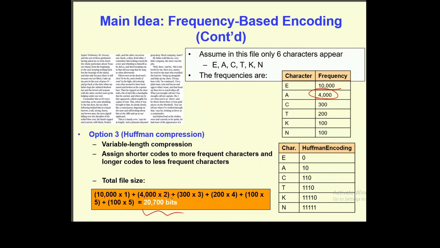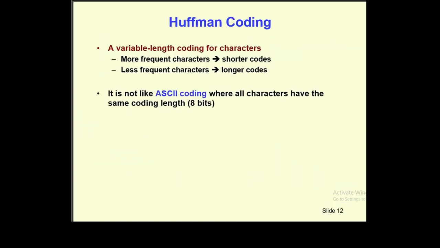Okay. So now let's see the basic concept of Huffman encoding. Before that, let's understand what the encoding and decoding process is. A variable length coding for characters means that in the greedy approach, we provide the more frequent characters shorter codes, and the less frequent characters longer codes. It is not like ASCII codes, where all characters have the same coding length, that is 8 bits. If we provide 8 bits to every character, then you can assume what the size of the file will be. It will increase enormously.